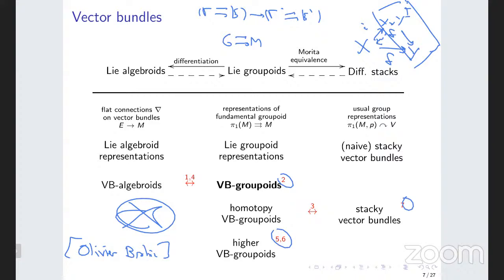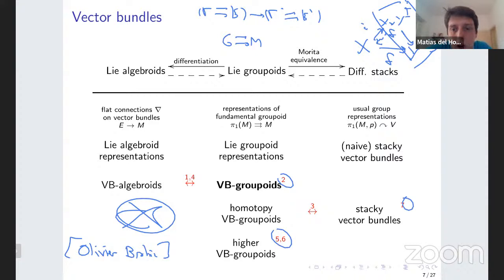So again, this leads easily to a concept like double VB groupoids, where you have two vector bundle structures on a groupoid, which are compatible in the sense that they commute, and which are compatible with the groupoid structure, which means that they act as groupoid morphisms. So it seems that this is quite convenient in many instances. Thank you. I completely agree, Janusz. I like it very much.